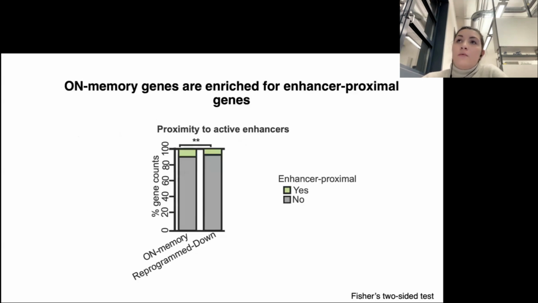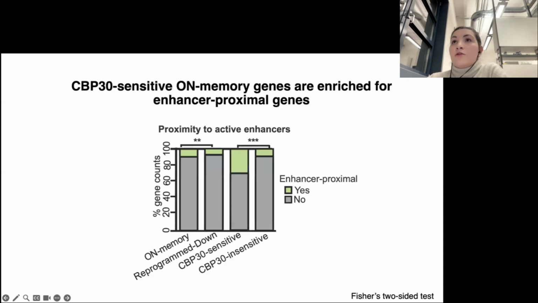So we wanted to see whether the proximity to an enhancer could be a feature of on-memory genes compared to reprogrammed genes. And indeed, we could detect that a higher proportion of on-memory genes was proximal to an enhancer compared to correctly reprogrammed genes. But did this also reflect on the genes that we could see sensitive to the treatment? And the answer is yes, because we could see that about 1/3 of the genes that were sensitive to the treatment were enriched for enhancers.